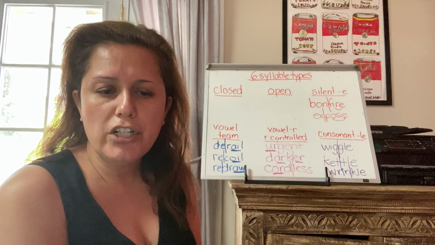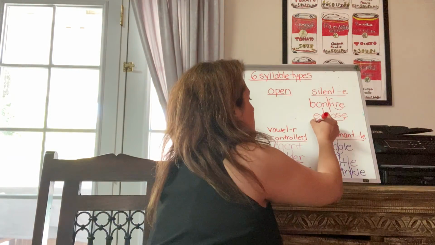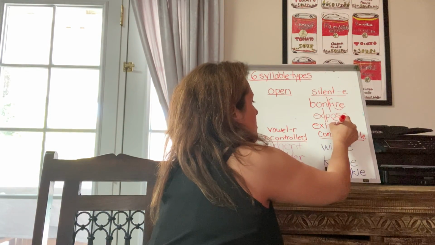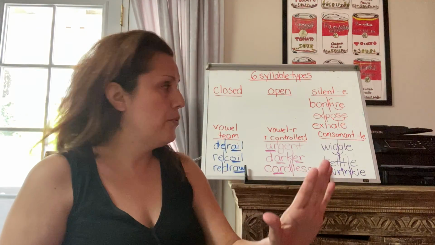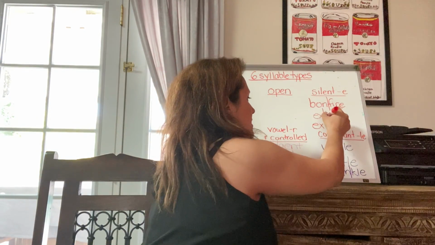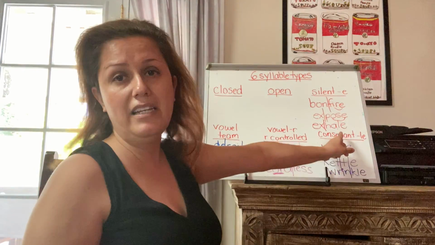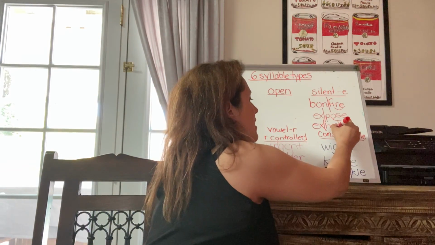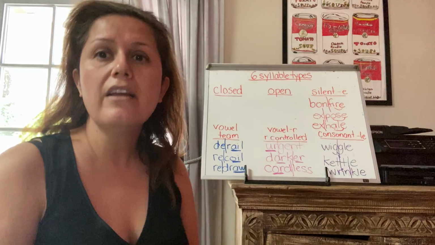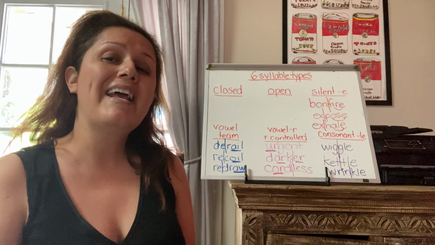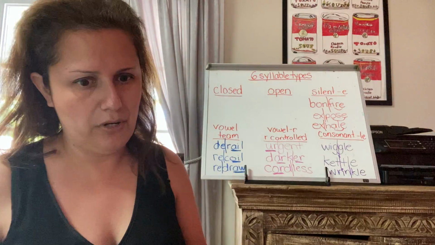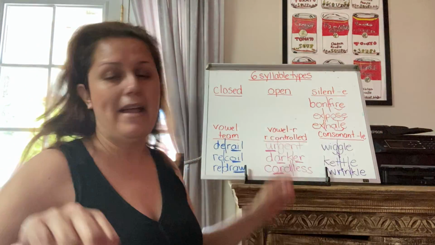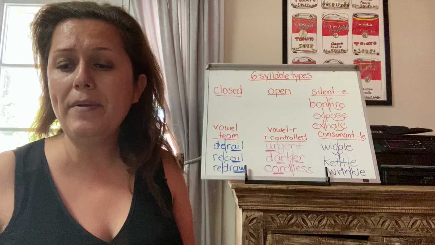Let's try the word exhale. Exhale. Inhale, exhale. Okay, so exhale, the silent E right there tells the A to say a long A sound. Exhale, right? Not exhale with a short A, which is not a word. That'd be silly. All right, now let's go to open syllables.